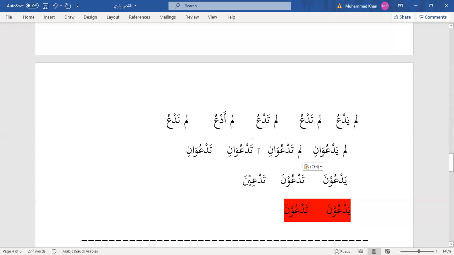So these are all for the dual. For the dual, there are 4 forms that are used. So if the change takes place with one, it will take place with all of them. So the noon gets dropped. So it becomes lam yad'uwa, and then lam tad'uwa, and then lam tad'uwa, and then lam tad'uwa. So the noon gets dropped.